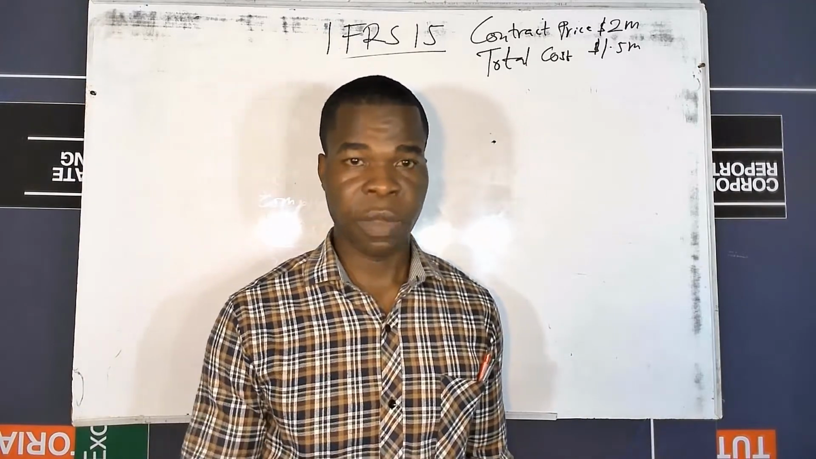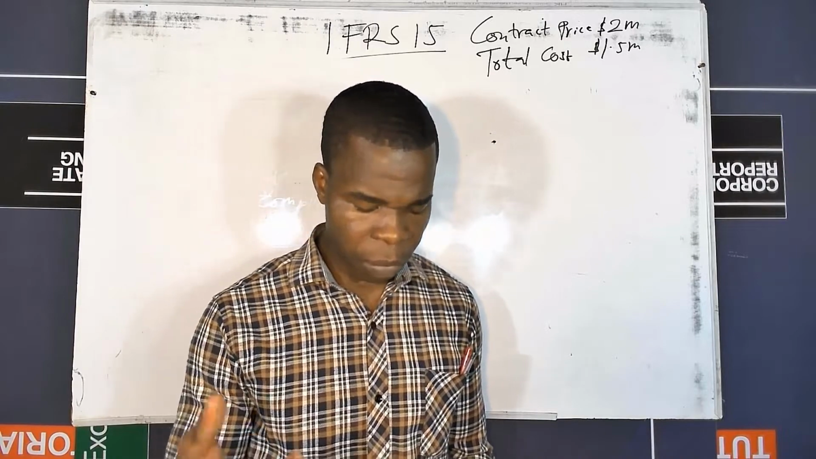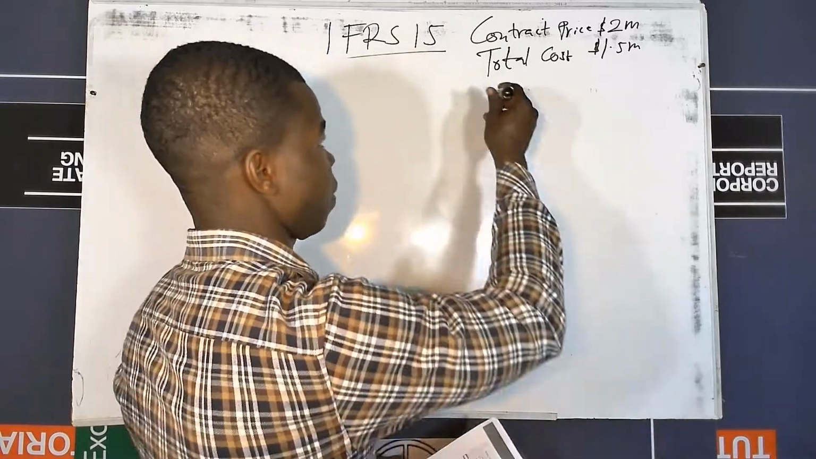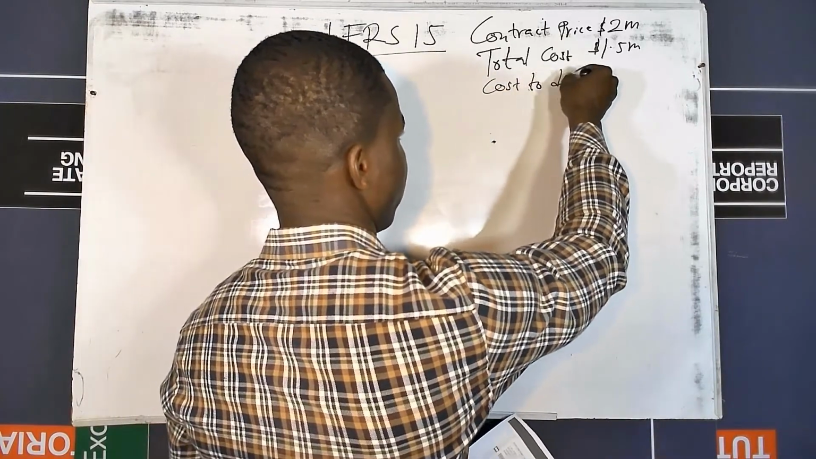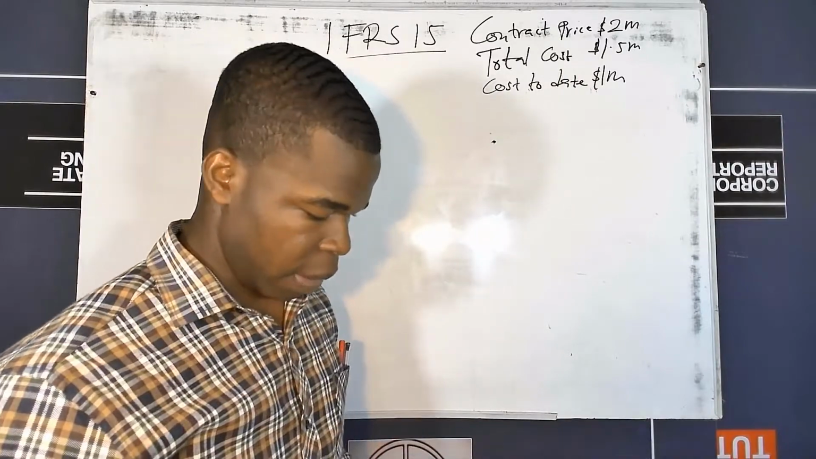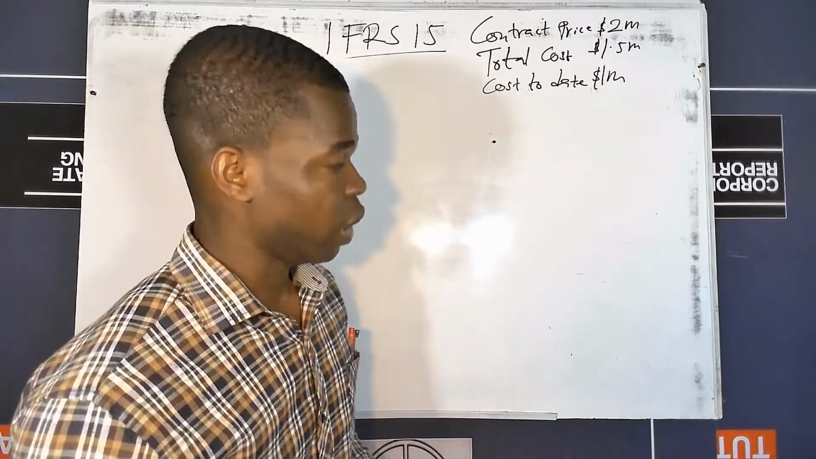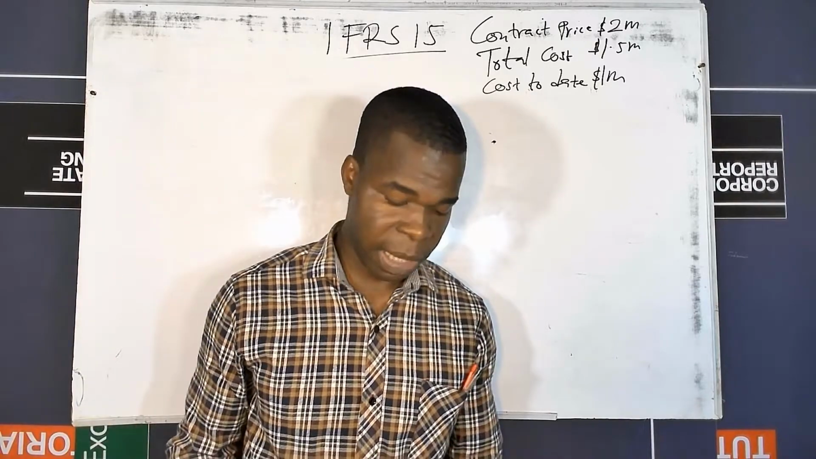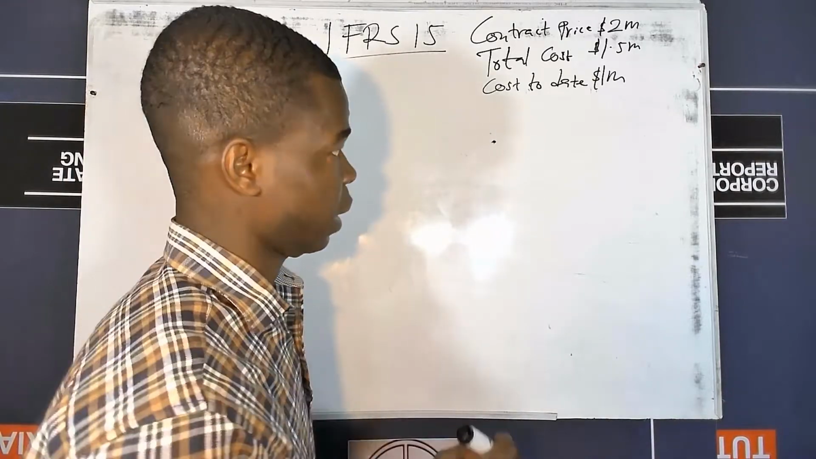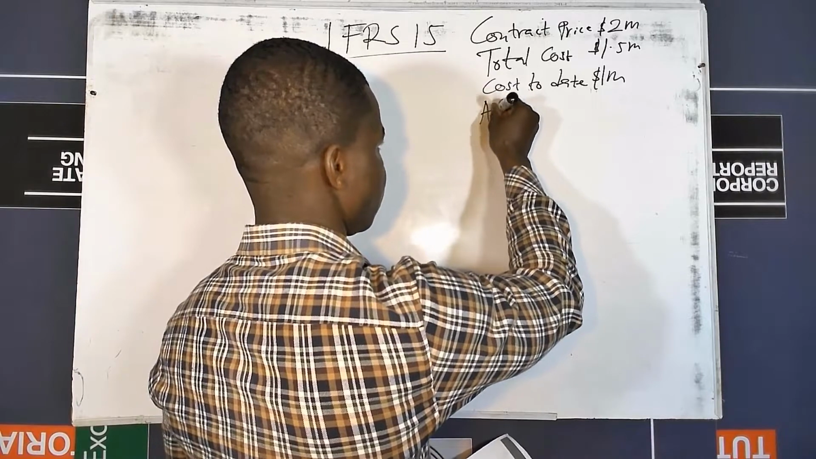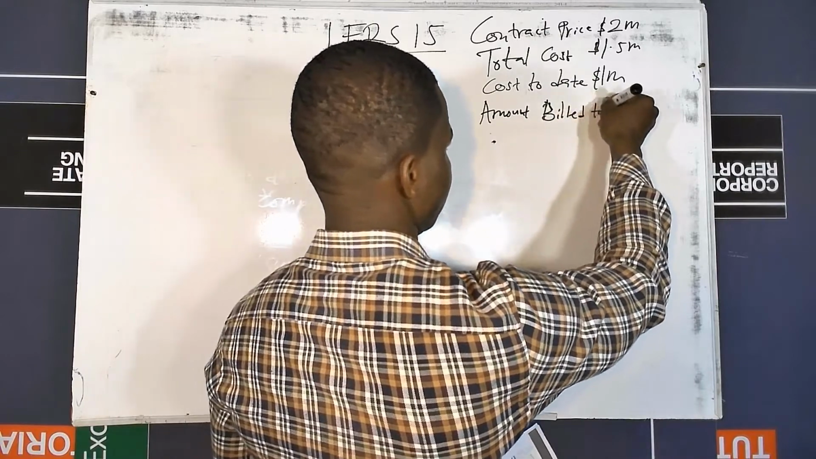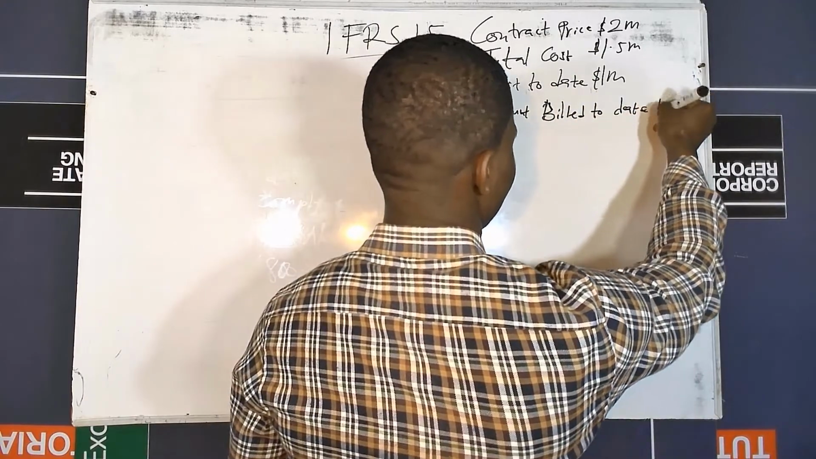Now at 31st December 2021, Ronas has incurred a cost of 1 million. So this will be our cost to date. Our cost to date is $1 million. And then they are still unsure whether the bonus will be achieved. And then we are told that Ronas has received 1 million from the customer, and that is what we call our amount billed to date, which is $1 million.